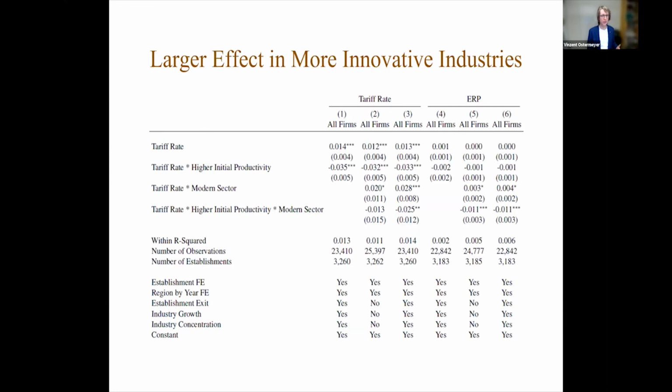I identify industries that were more innovative or more open for innovation by looking at whether an industry had an above average patent rate or not. And then I run a triple interaction. So essentially the same model as before, but including a triple interaction, whether a firm was in such a more innovative industry or not. And indeed, the findings are more pronounced in these more modern industries. And this also holds when using effective rates of protection, so not just nominal tariffs.